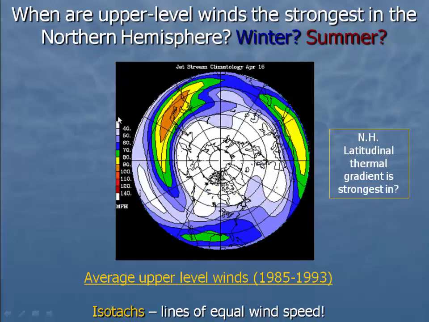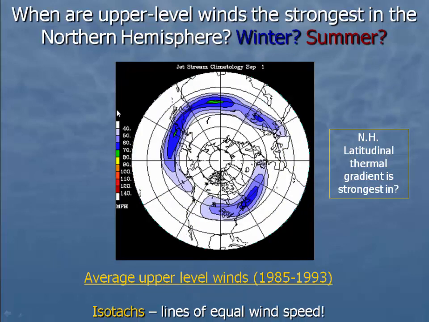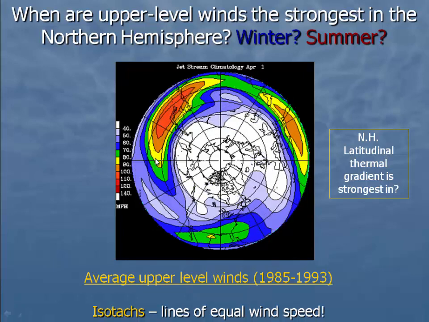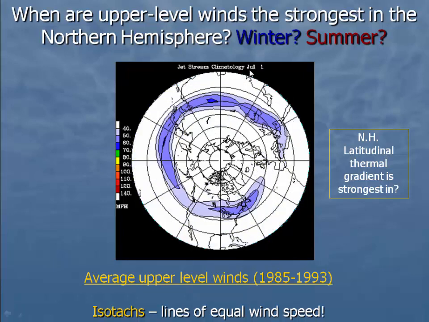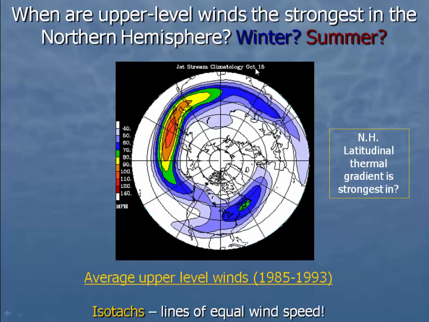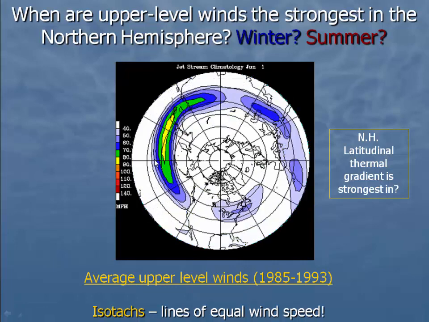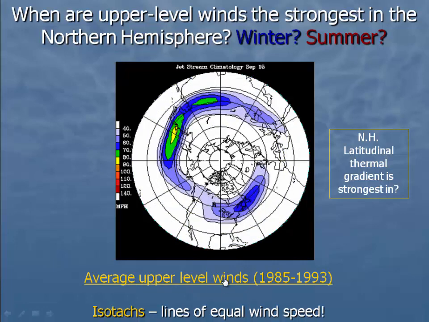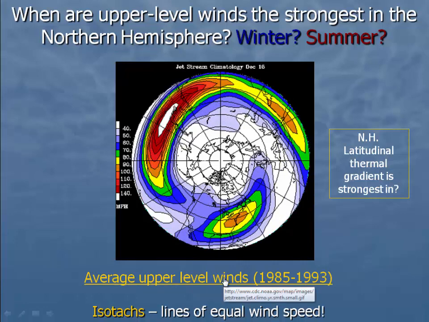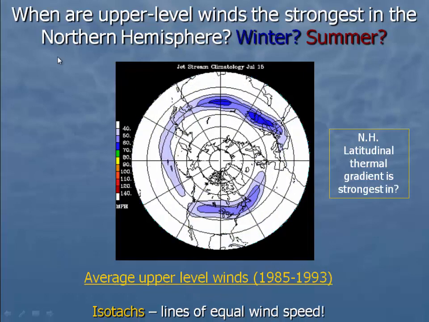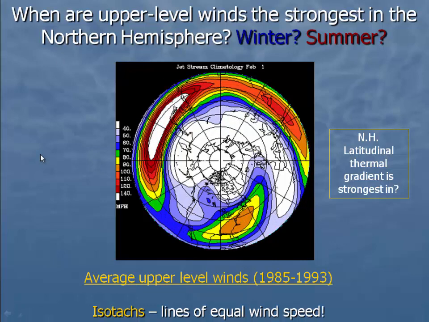The scale here is the wind speed, so the hotter colors are when the winds are the fastest, the reds and the oranges. And so as we animate from July into the wintertime, you can see that during the wintertime, the wind speeds across the northern hemisphere are the strongest. These are average upper level winds from 1985 to 1993. You can see in the wintertime, indeed, the winds are the fastest. Come July and August, the northern hemisphere wind speeds are pretty slow.